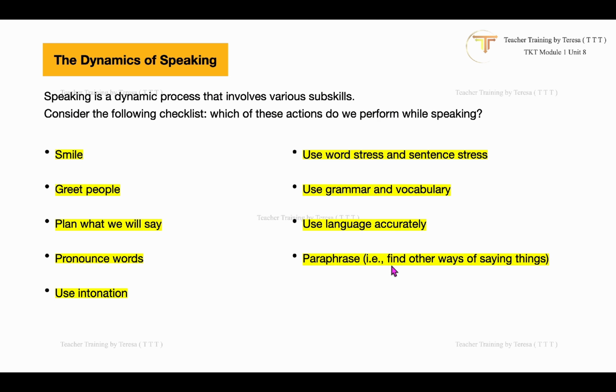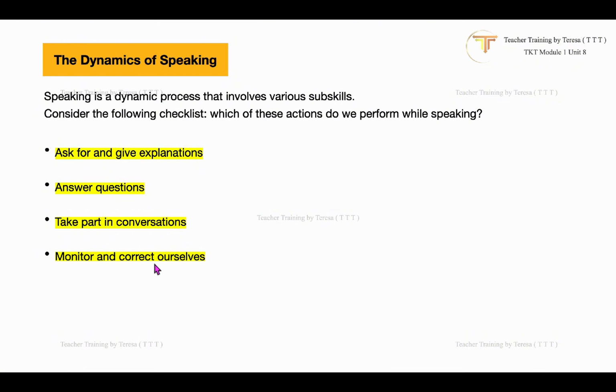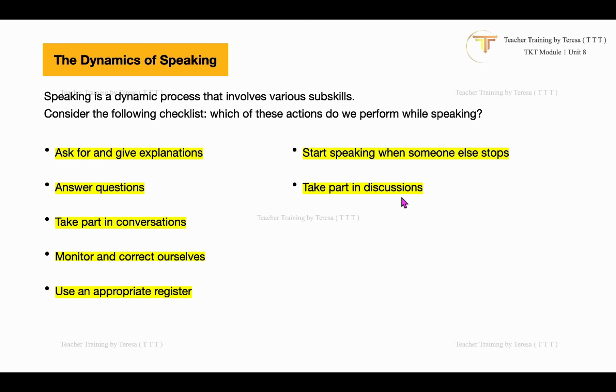Paraphrase, that is, find other ways of saying things. Ask for and give clarification. Ask for and give explanations. Answer questions. Take part in conversations. Monitor and correct ourselves. Use an appropriate register. Start speaking when someone else stops. Take part in discussions. Tell stories. Ask for and give information. Interrupt other speakers.